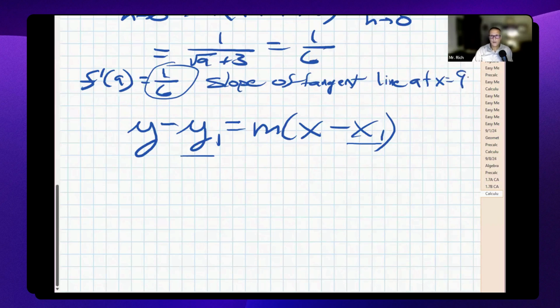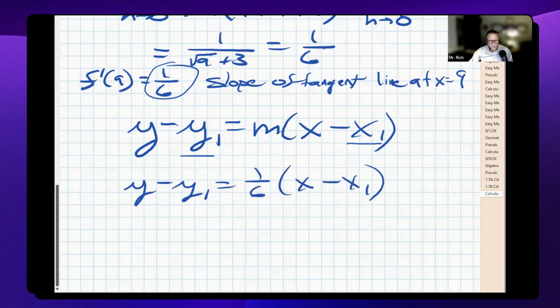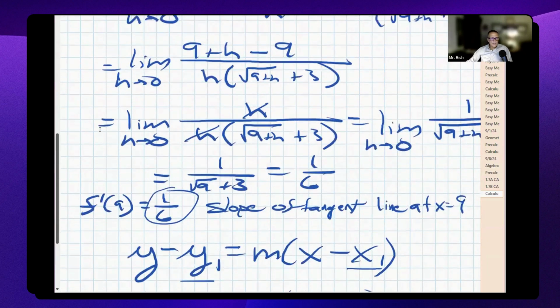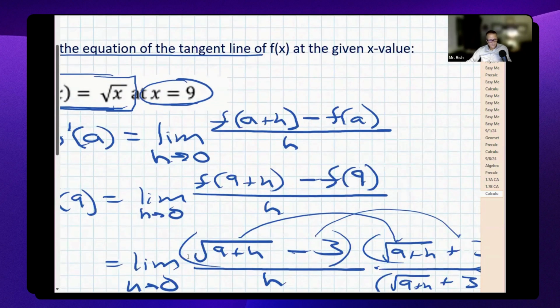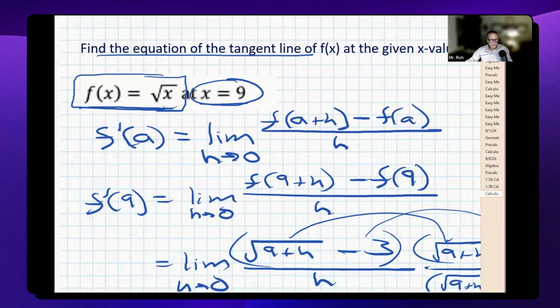I'll show this to you graphically here in Desmos in just a second. But that tells me that when I'm building this equation, it's going to be y minus y1 equals 1/6 times x minus x1. Well, what point do I know is on the line? The point that I know that's on the line is the point up here, f of 9, right? What is this function? In fact, we evaluated f of 9 as a part of this whole process, but f of 9 is 3. Square root of 9 is 3.